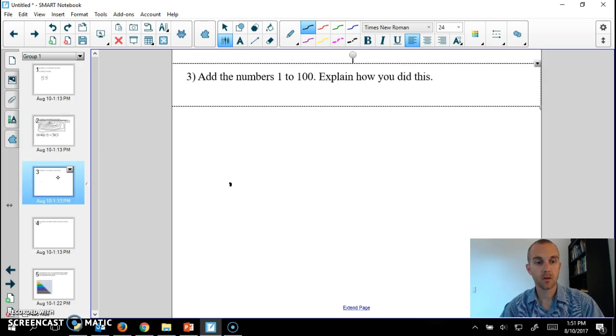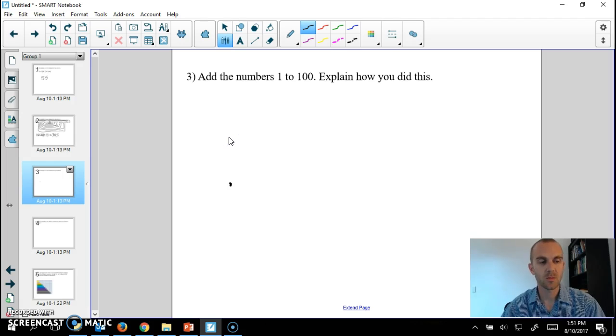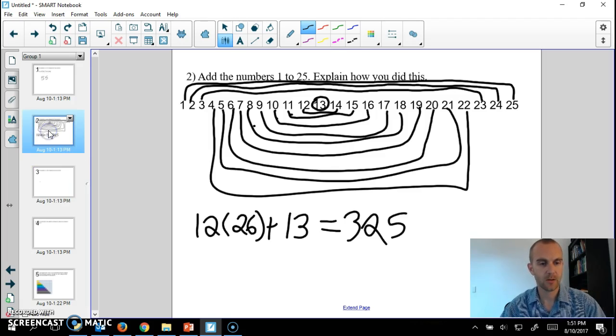So then we get to the third problem about trying to add the numbers 1 to 100. Now that is much harder to do that same type of pattern here of lining up and matching. So instead, let's go back and see if we notice any patterns. Well, the two parts that matter is that we have this number of 13 and we have this number of 26. And we think about, well, what's the relationship between 26 and 13? Well, we know that 13 is half of 26.